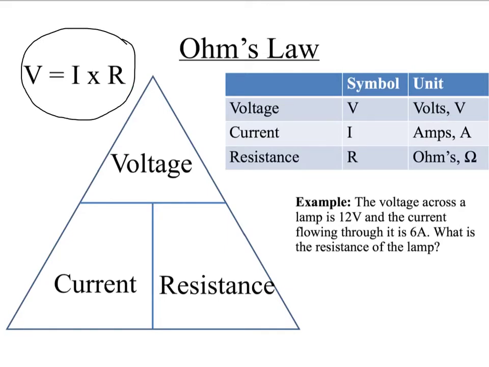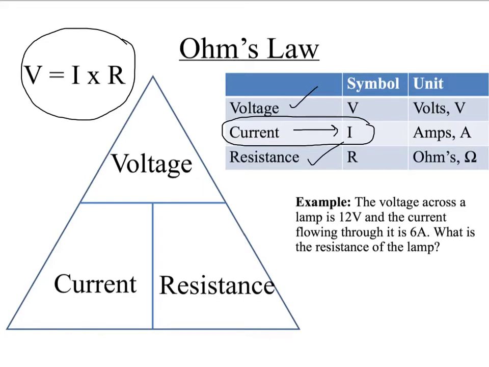V equals I times R. V is the voltage, I is the current, which is quite confusing. We use the symbol I because we can't use the symbol C because C is used for charge. So current you will always see as an I. Resistance is easy because its symbol is an R.